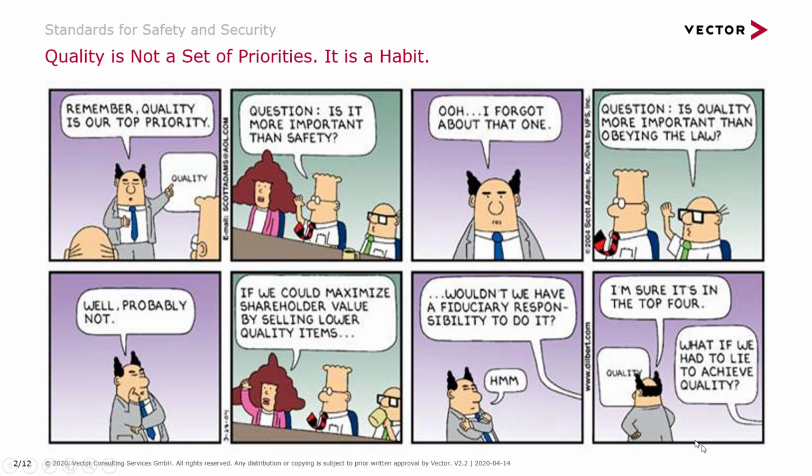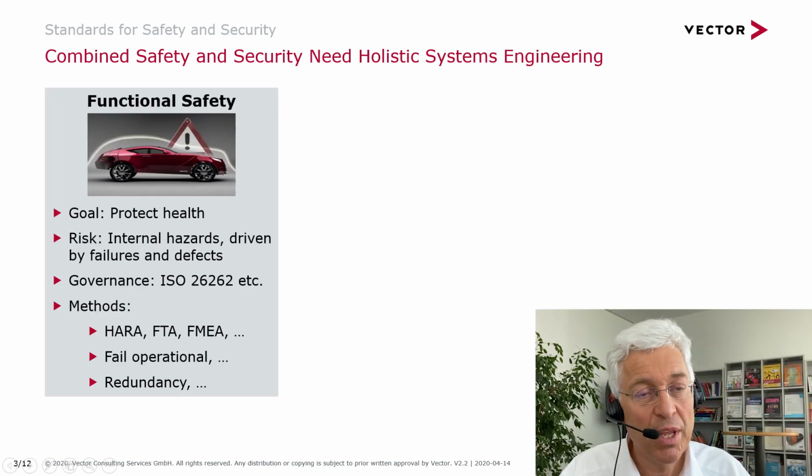So at the end, what we realize with this very simple cartoon is that quality cannot be a set of priorities. It's a habit. And that means also in terms of standards, we have to follow the standards, but we also have to understand what is the best way to follow these standards. I will explain what it means.